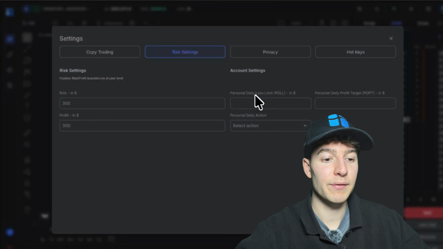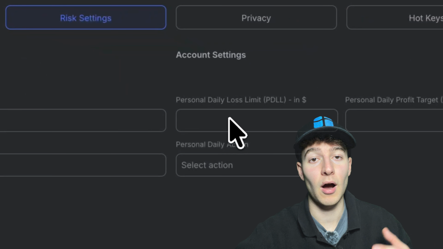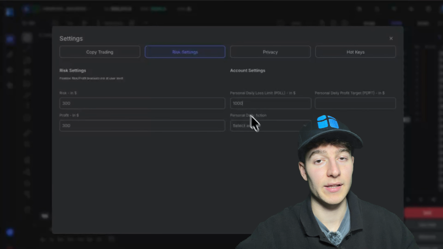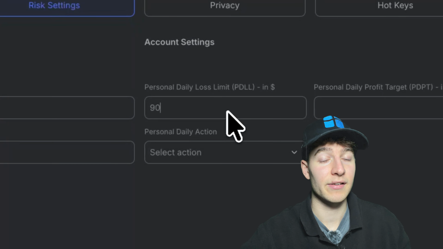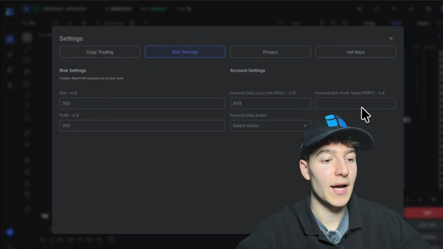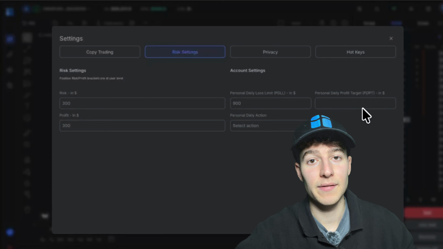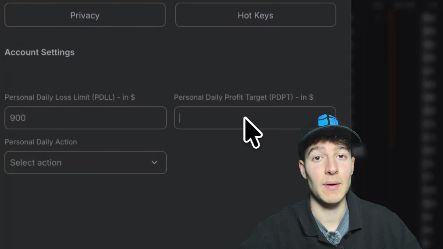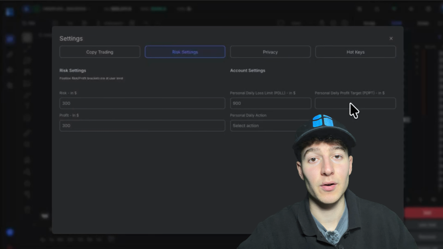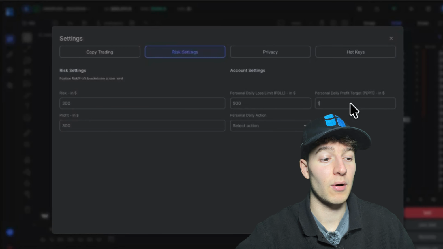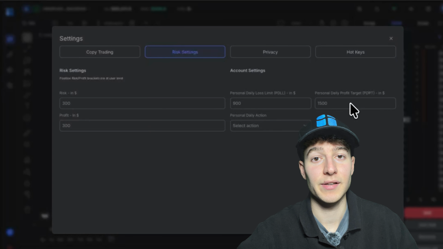So say, for example, if your funded account provider only lets you lose $1,000 in a day, then I'd recommend maybe setting this at about 900 just in case slippage or fees takes you over. Then the next one, very similar, is the personal daily profit target. This is also a rule sometimes, so you can't make over a specific amount of money per day. So with the consistency score, maybe I'd set it at $1,500 just so I'm abiding by that 50% consistency.